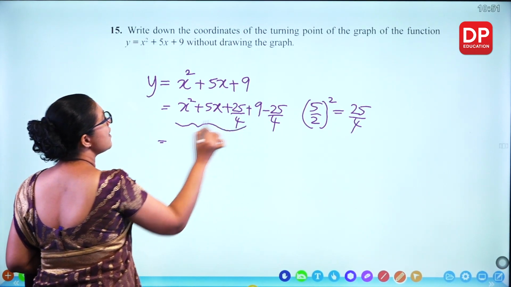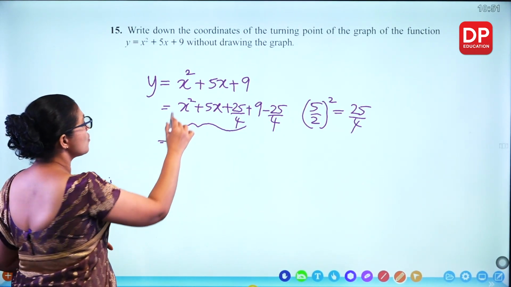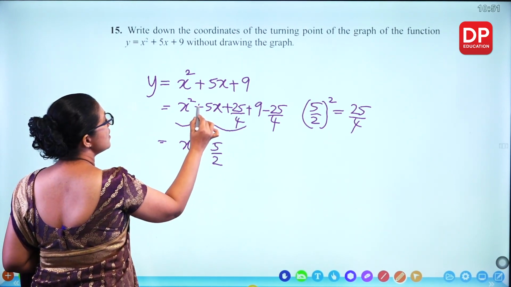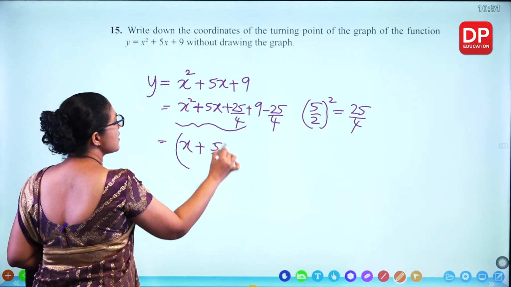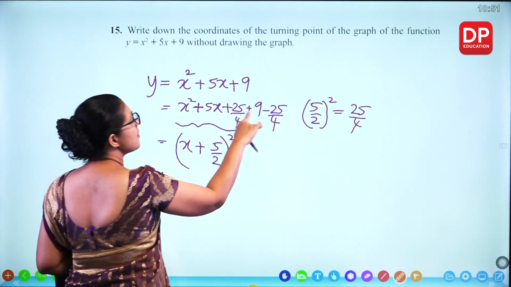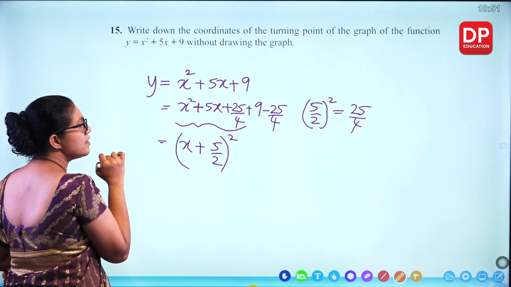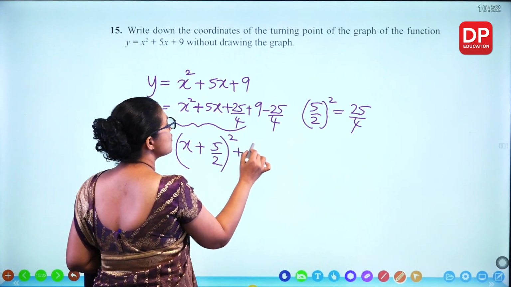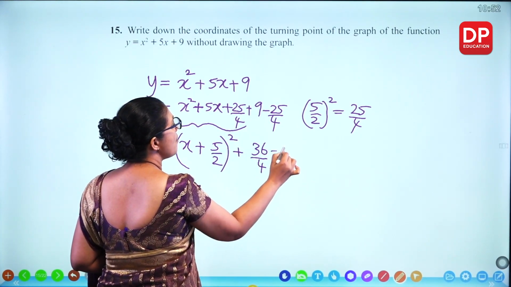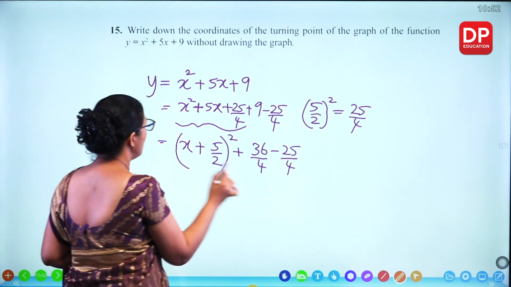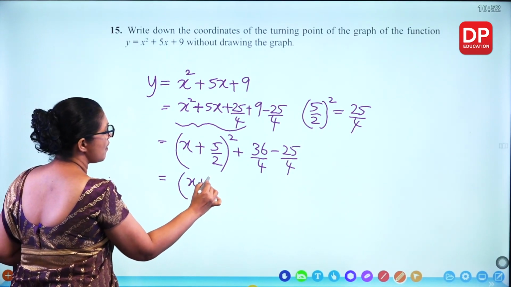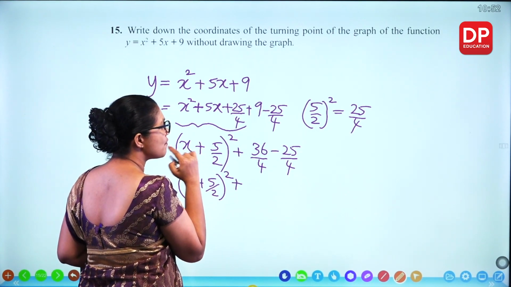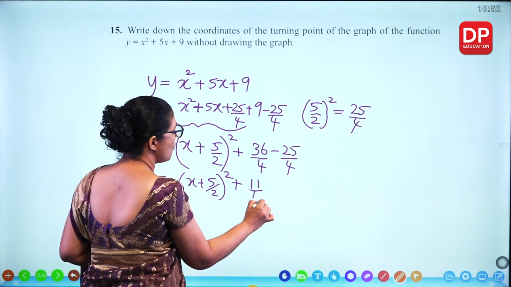Now these three I can write down as the square term. The square root of x squared is x. The square root of this is 5 over 2. This is plus, so you get plus here. Now find the common denominator, 4. So you get 9 times 4, 36 over 4, minus 25 over 4. So x plus 5 over 2 squared plus 36 minus 25, you get 11 over 4.